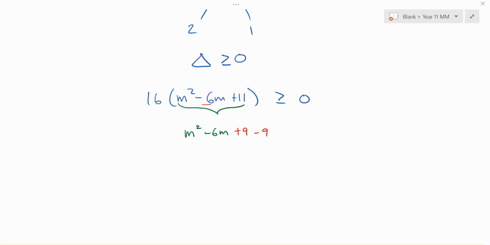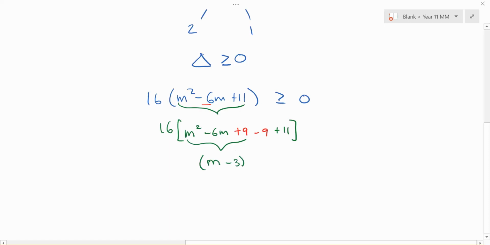So you've got m squared minus 6m plus 9 minus 9, and you've got a plus 11, and that now gives you this factorized as a completed perfect square. You get m minus 3 all squared, and you've got negative 9 plus 11, which is plus 2. And you get a 16 on the outside. Now you want all of this to be greater than or equal to 0.